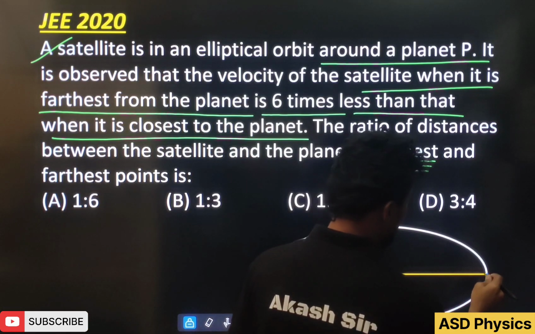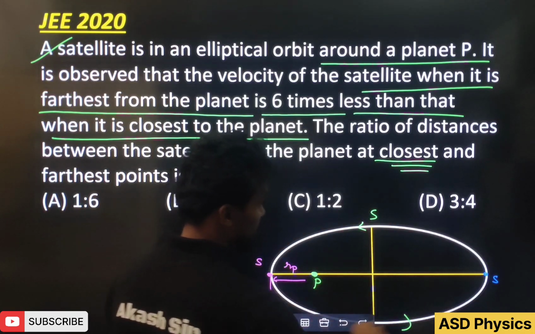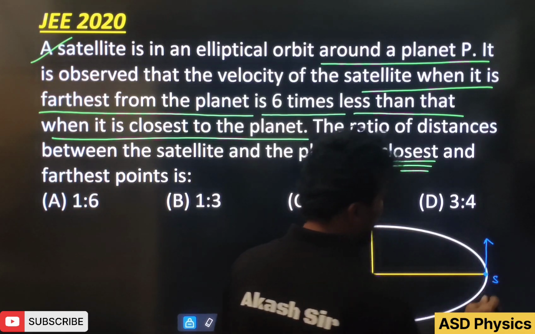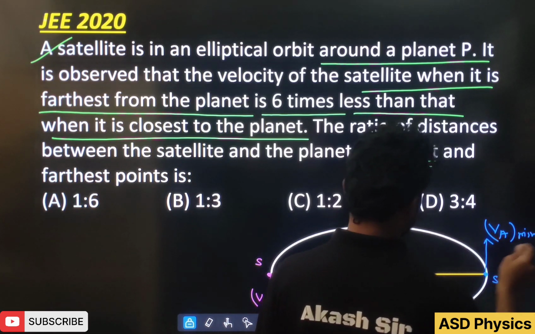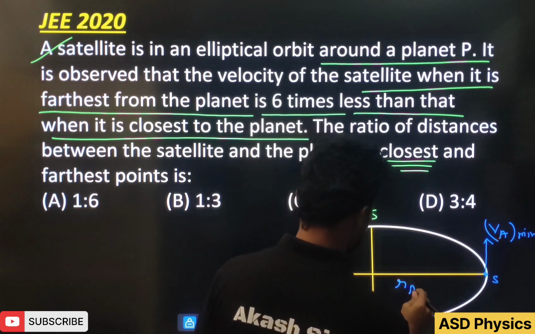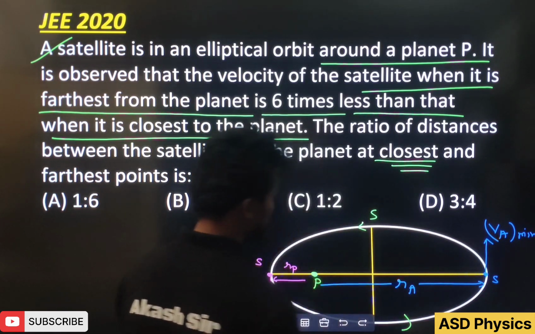Now what will happen when this satellite is revolving like this? At this point, away, that is called aphelion. And here this speed is the minimum, and this distance is Ra.